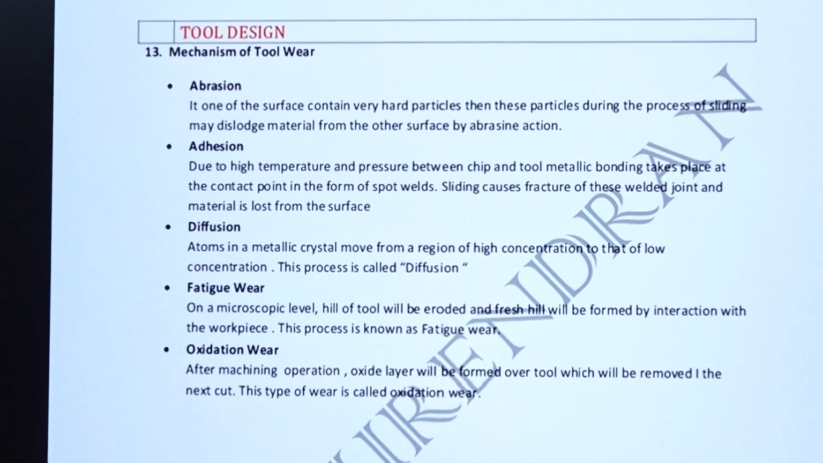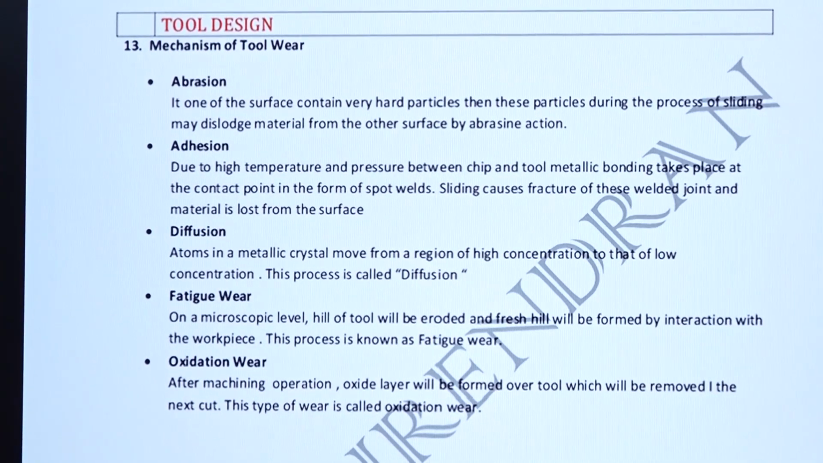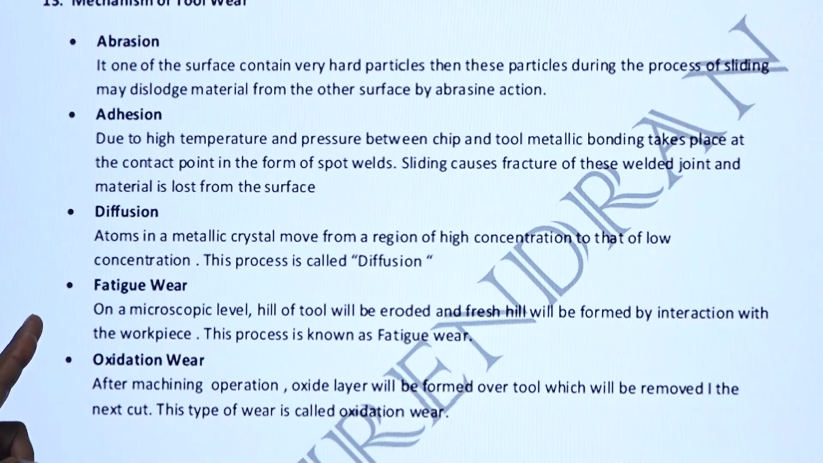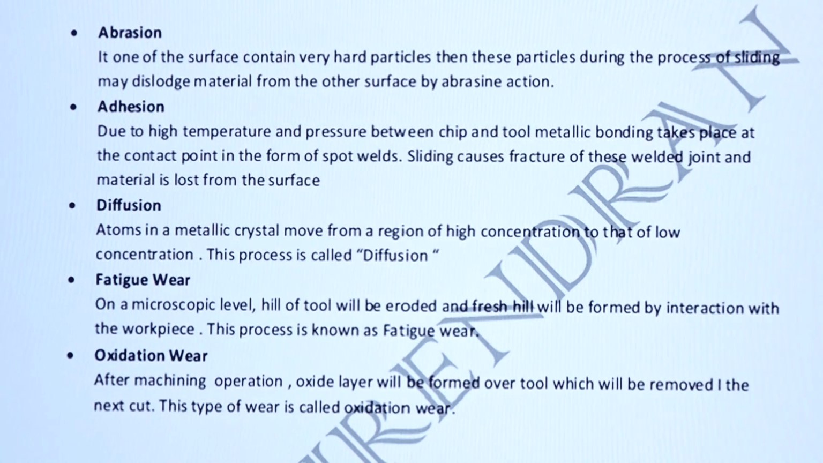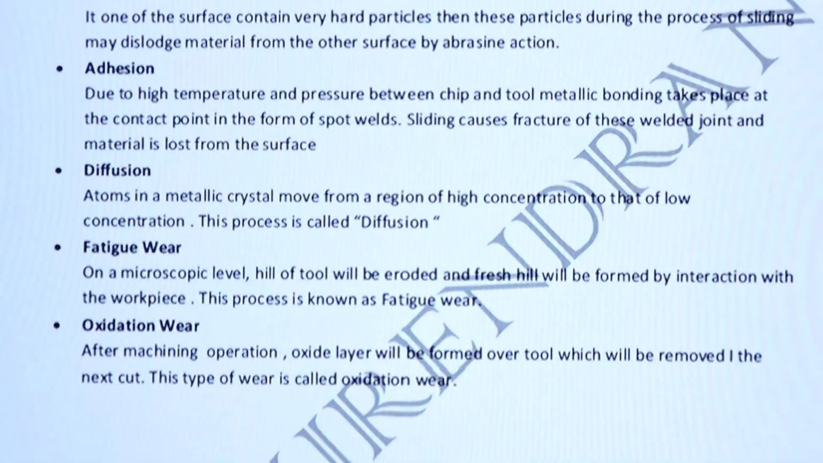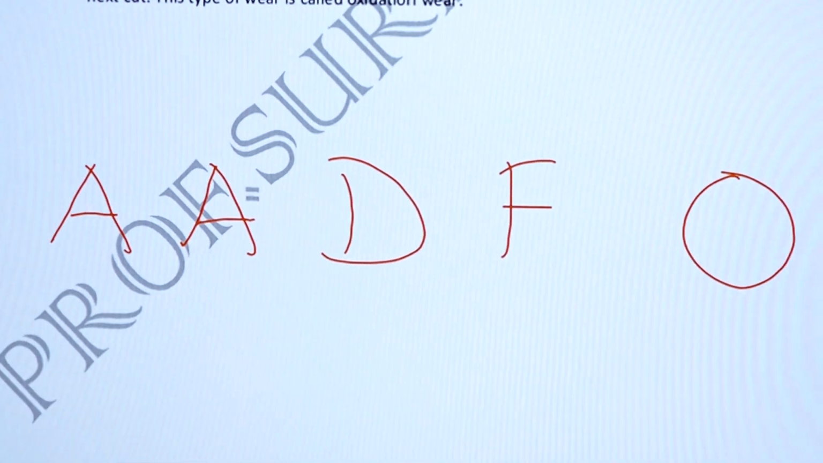Next, tool wear. We are going to discuss tool wear. The mechanisms of tool wear are five things: abrasion, adhesion, diffusion, fatigue wear and oxidation wear. We have these five things on the tool.